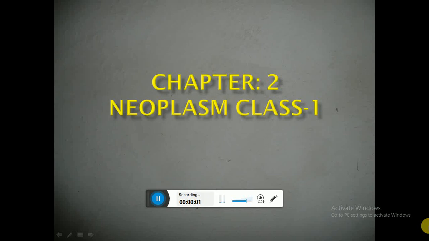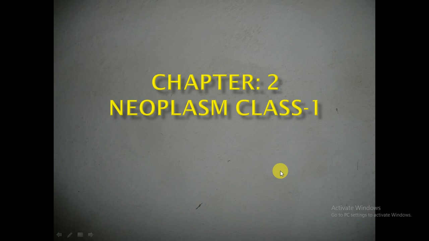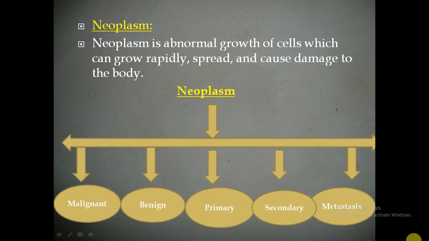Hello everyone. Today I am going to discuss chapter 2 coding guidelines of neoplasm class 1. In this chapter we are going to learn what is neoplasm, what are the types, what are the treatments of the neoplasm and what is the sequencing of the neoplasm for a patient. So we will see the definition of the neoplasm.